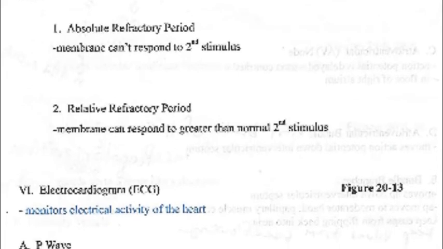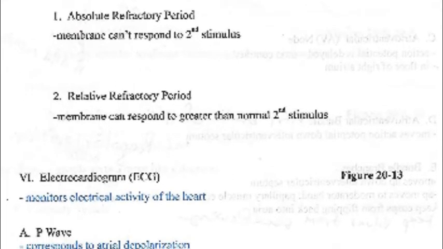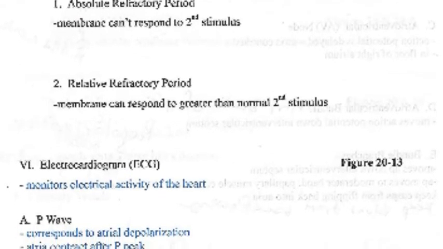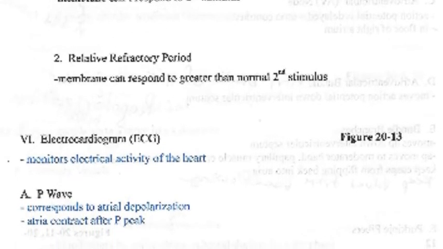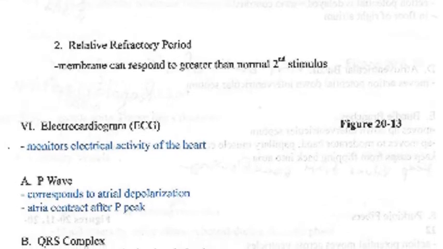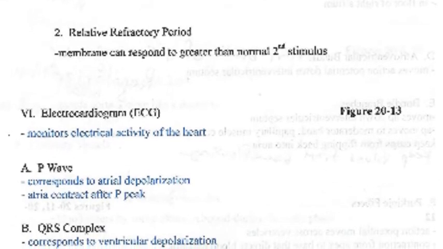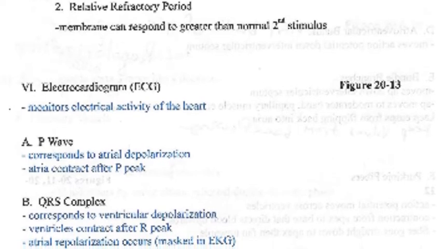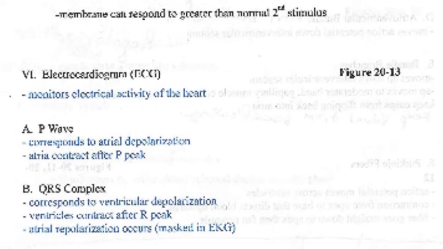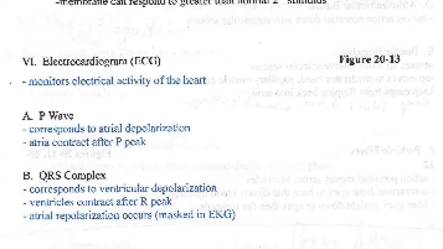Electrocardiogram, also known as ECG or EKG. This test monitors the electrical activity of the heart. P wave. The P wave corresponds to atrial depolarization, and the atria contract after P peak.